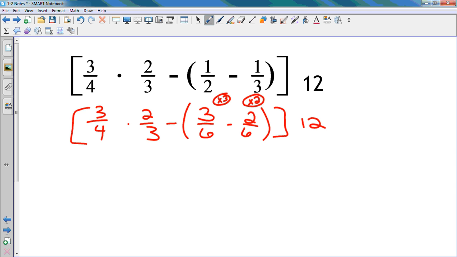Now, what's the next step once you have a common denominator? I did what we just did. We changed the fraction so that they have a common denominator. Now subtract the numerator. So I have 3 minus 2, which is what? What's 3 minus 2? 1. So I have 1, and then what do I have on the bottom? 6 still.